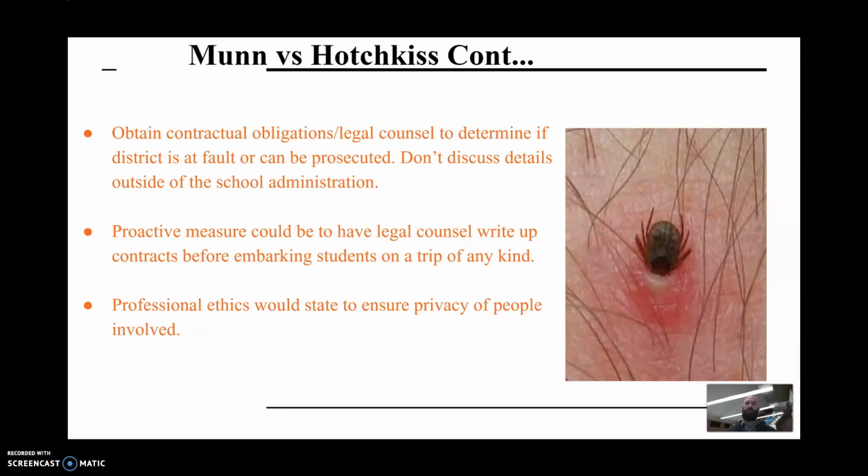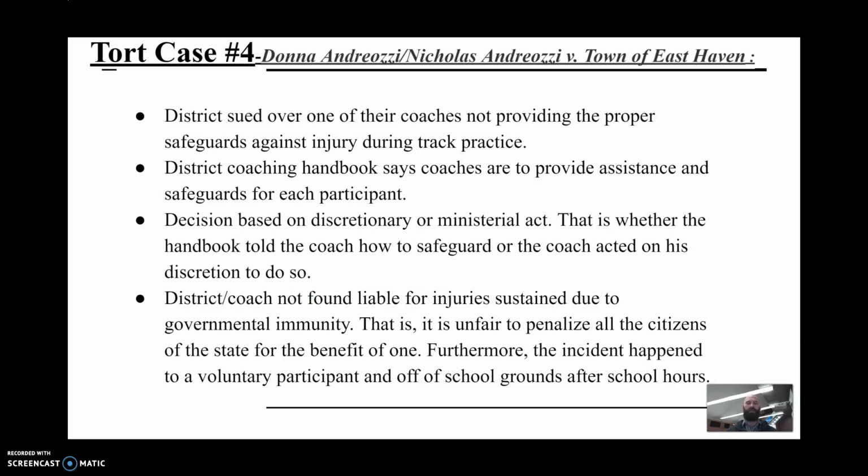But something that the district could have done as a preventative measure was to obtain contractual obligations and legal counsel prior to going on this trip with students, having students and parents sign off on the liability of things happening while on the trip. Something that they could have also done as a proactive measure would be to have legal counsel write up contracts and understanding the obligation of the school in this instance. Professional ethics would state to ensure privacy of people involved. I think that would be the only thing that would need to be discussed in the ethics discussion.